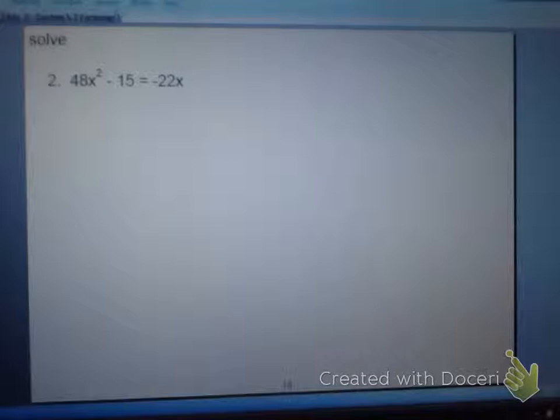Number 2, we have to get it equal to 0, so we're going to add 22x. And again, put it in standard form, so the 22x goes in the middle.